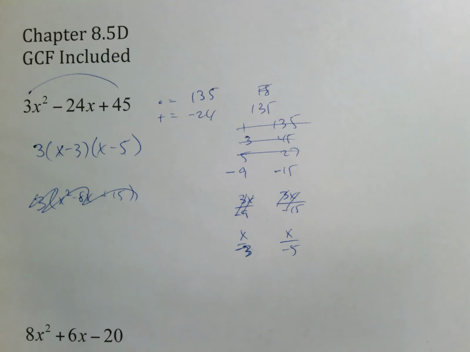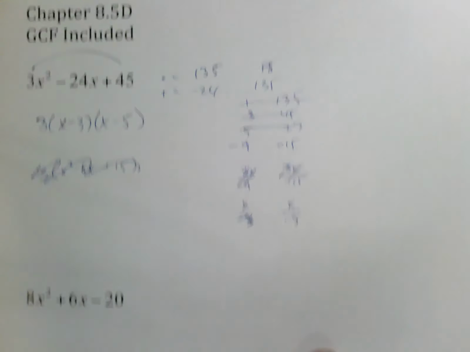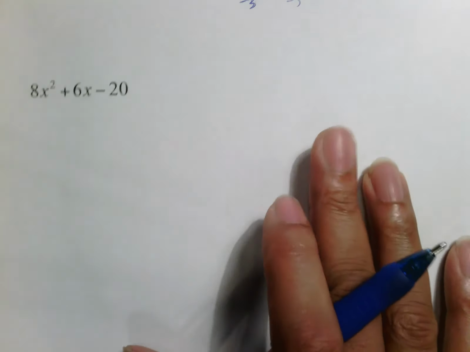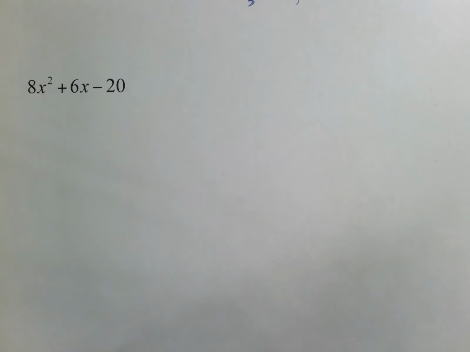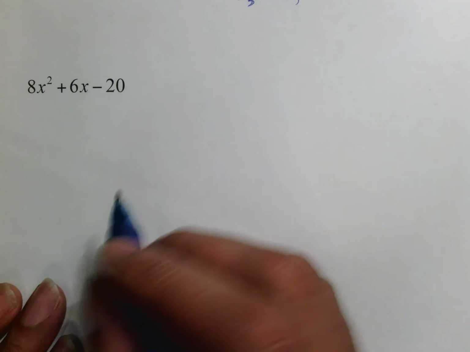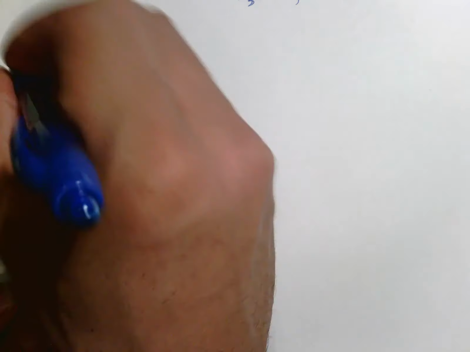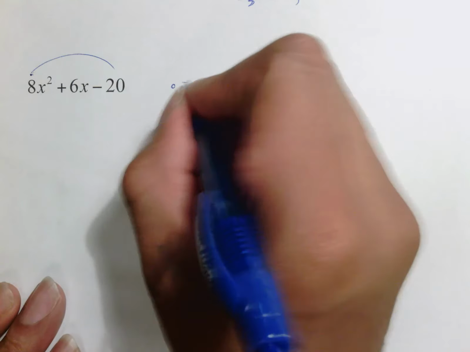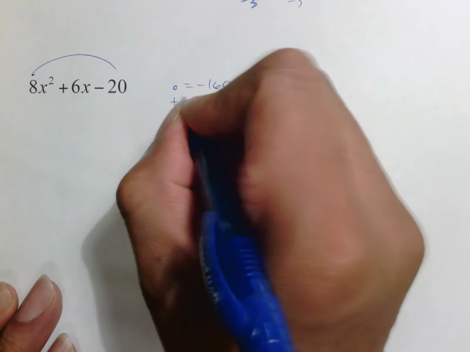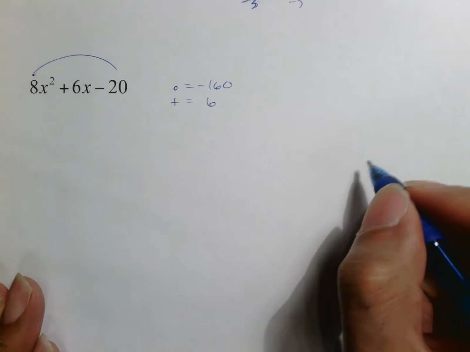If you've made it this far, it means that you're pretty good at factoring, which means that this step really should not confuse you much, because you're good at factoring at this point, and it's just a matter of checking your work, which all of us should be doing. Again, I'm going to work this out using the strategy that I know. Multiplies to be negative 160, adds to be 6.